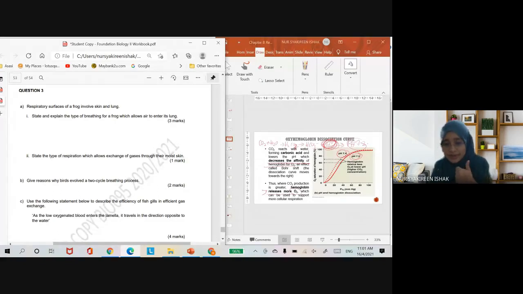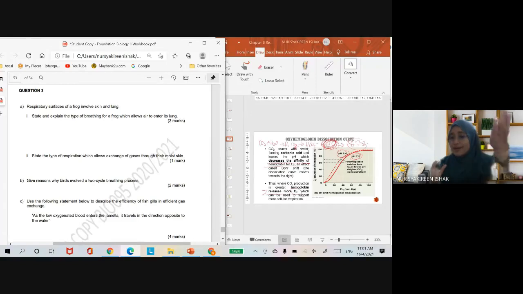Frog breathe using positive pressure breathing. Second point, macam mana nak achieve positive pressure breathing tu? So second point, they will create greater than atmospheric pressure during breathing. Second point. Okay, the frog creates greater than the atmospheric pressure during breathing.